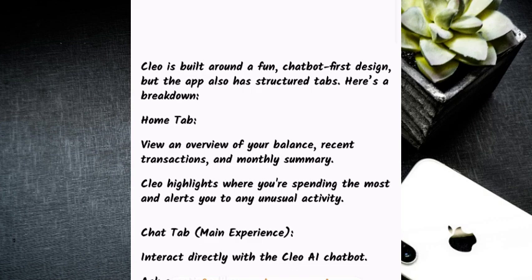Now you first have the home tab. Here you can view an overview of your balance as well as recent transactions and monthly salary. Cleo highlights where you're spending the most and alerts you of any unusual activities here.